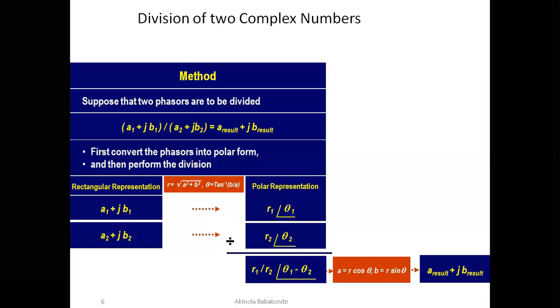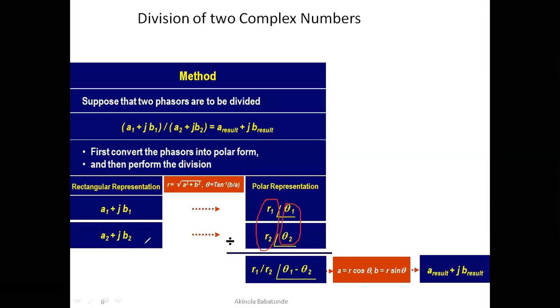What about division of two complex numbers? When you divide two complex numbers, what happens? It means that you're going to follow the same procedure as the multiplication, exactly the same procedure. The only thing that would change is that you will be subtracting the phase angles, and then you will be dividing the resultants, into the polar resultants here. Instead of having R1 multiplied by R2, you have R1 divided by R2 here. So this is exactly what is different.